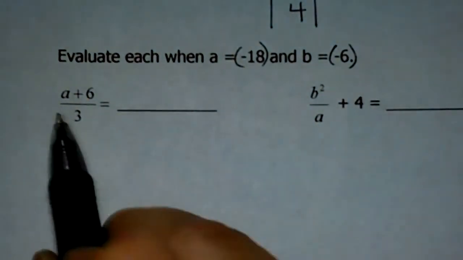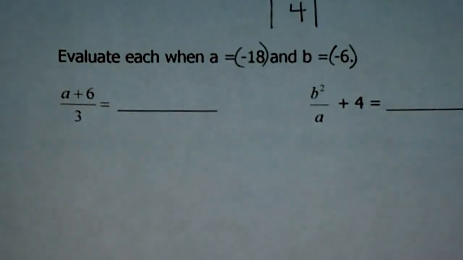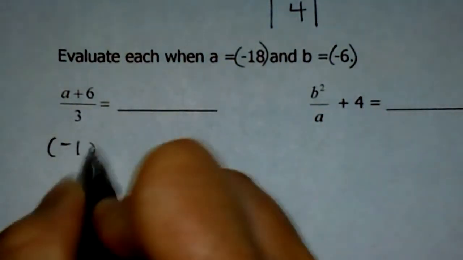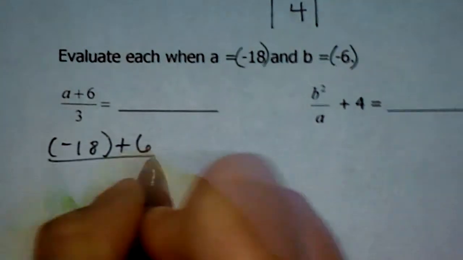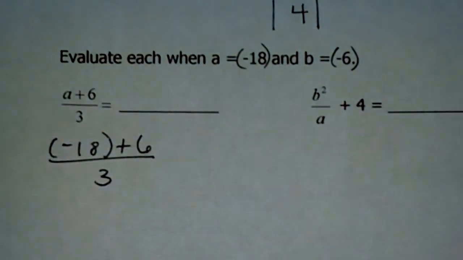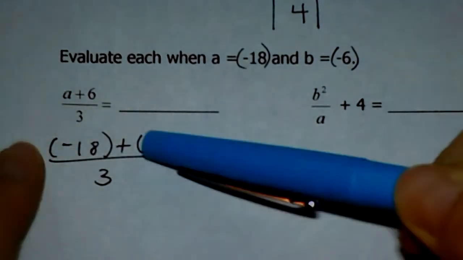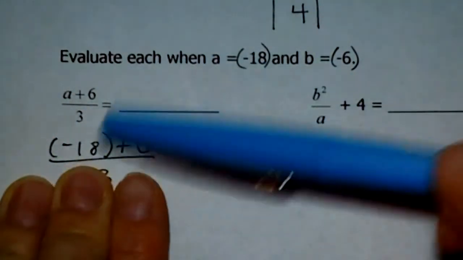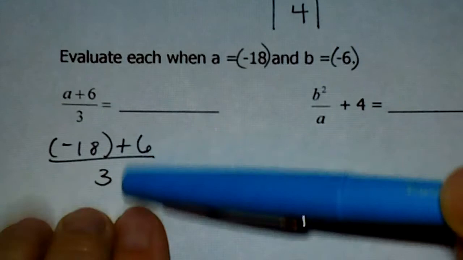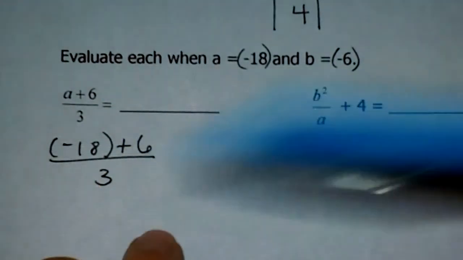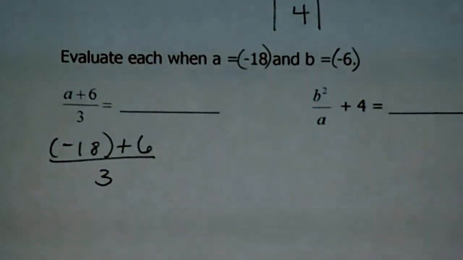Okay, so a plus 6 divided by 3, step 1. Let's go ahead and plug those numbers in. So a is negative 18. I'm supposed to add 6 to that and divide by 3. Now with this, I know that you've learned that you're supposed to divide before you add. However, when you have a fractional problem written, you need to solve the top, then solve the bottom, and then divide last. So that's why these are a little different than the rest.